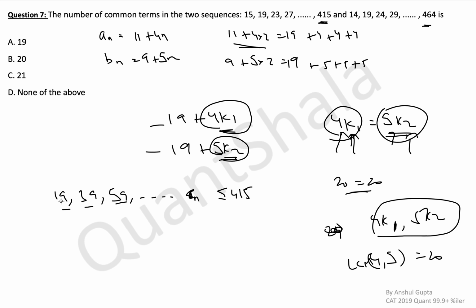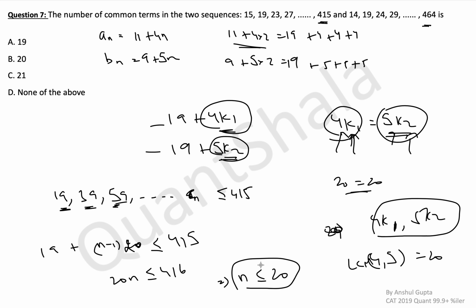AP with the, what is the expression for this AP? Nth term will be a plus n minus 1 into 20. This has to be less than or equal to 415. So you get 20n less than or equal to 416. This implies n is less than or equal to 20 point something, because n is always an integer, n is equal to 20.